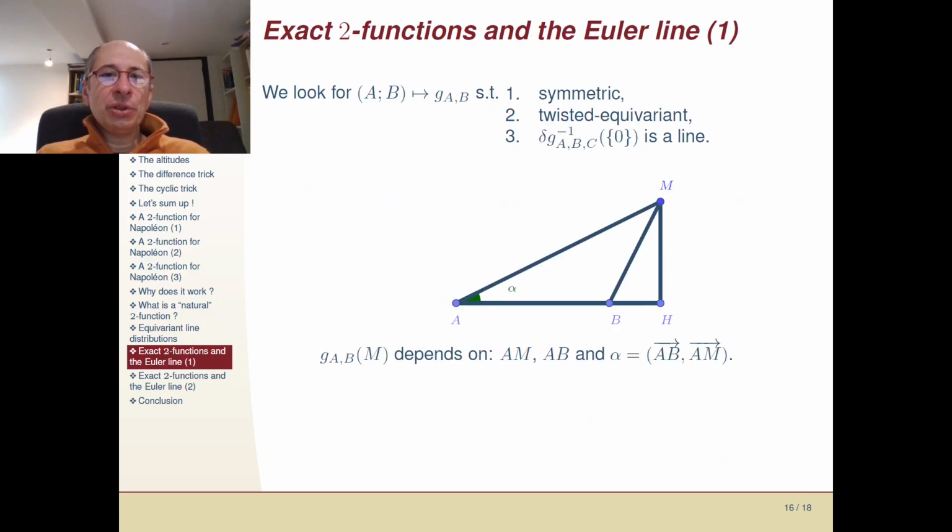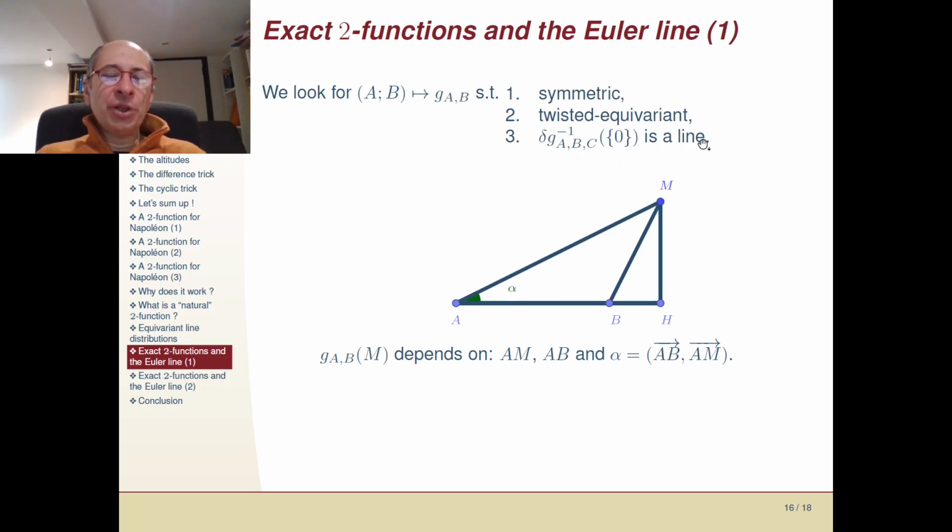So now let's turn to two functions. We have proven some general results about distributions of lines, but now we would like to prove a general result concerning two functions. So what can we ask? What can we be interested in? Well, we can consider exact two functions, those which come from a function depending on 2 points, which I would call a one function g. We want this one function g to be symmetric in AB, and we want the exact two function, delta g, to be twisted equivariant, and of course we want the zero set of delta g to be a line.